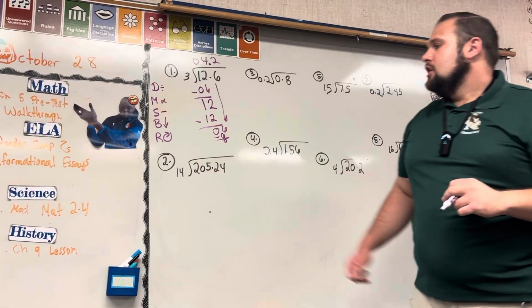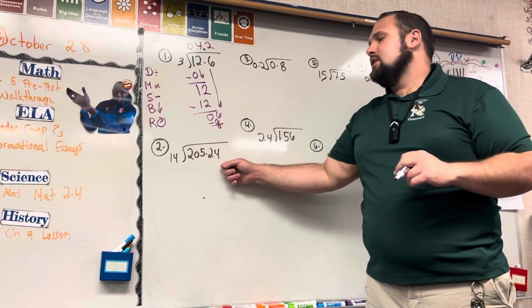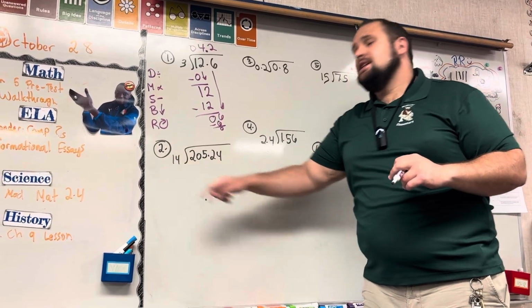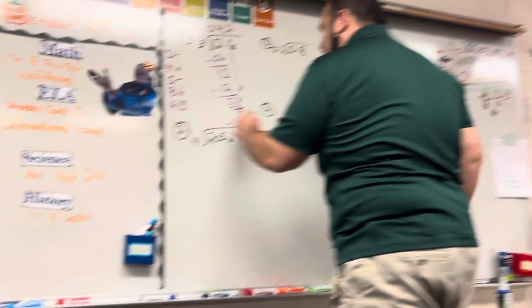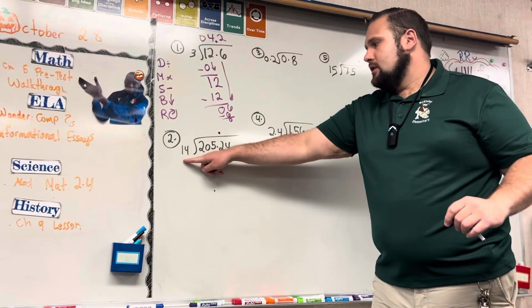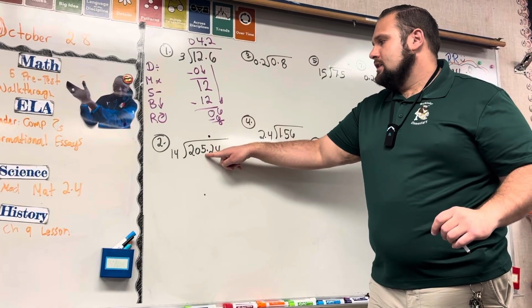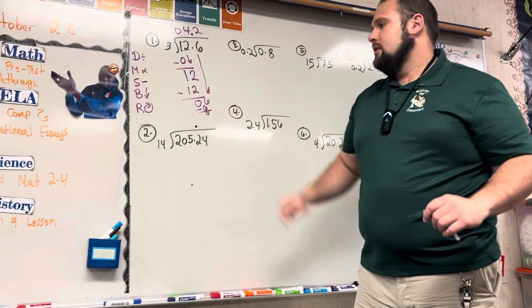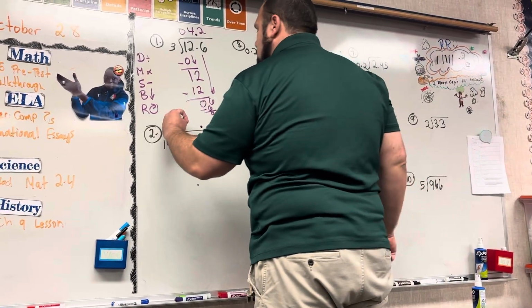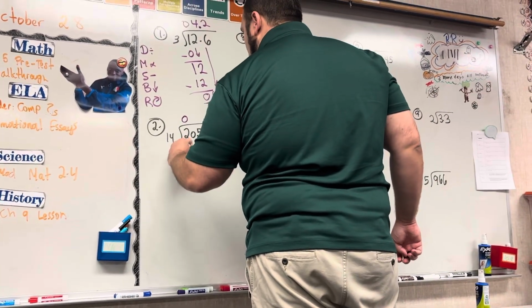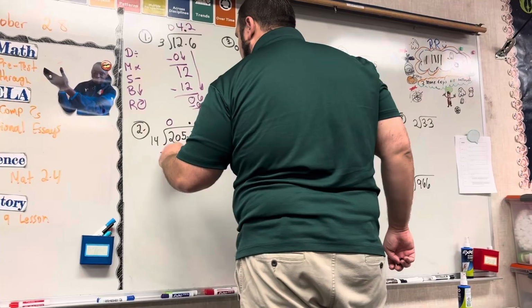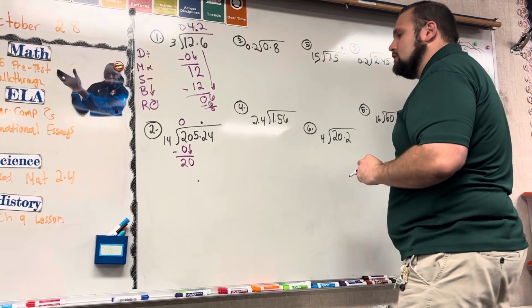Number two, 205.24 divided by 14. Since 14 is a whole number, we don't need to move the decimal at all. We just put a decimal. We don't need to do anything to this number. We just go here, decimal's there. I put it directly on top. 14 goes into 2 0 times. Okay, 14 times 0 is 0. When you subtract, you have that 2 left over, and you bring down the 0, making it 20.